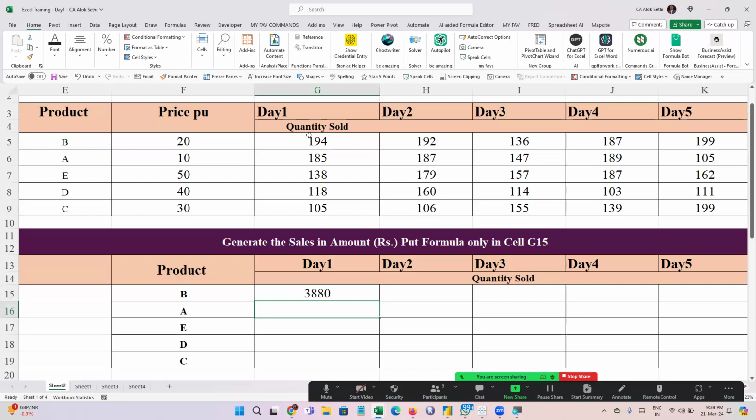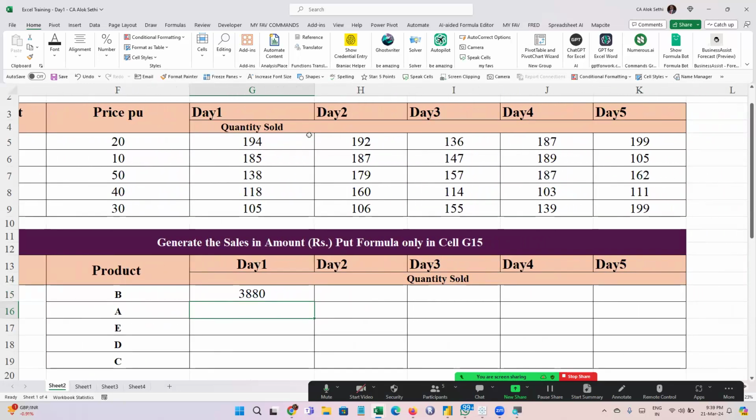Yes. Now, if I copy paste this in the remaining cells, will I get the right answer for all the different cells? Reshma, what do you say? I actually did not get it. I just missed this part.